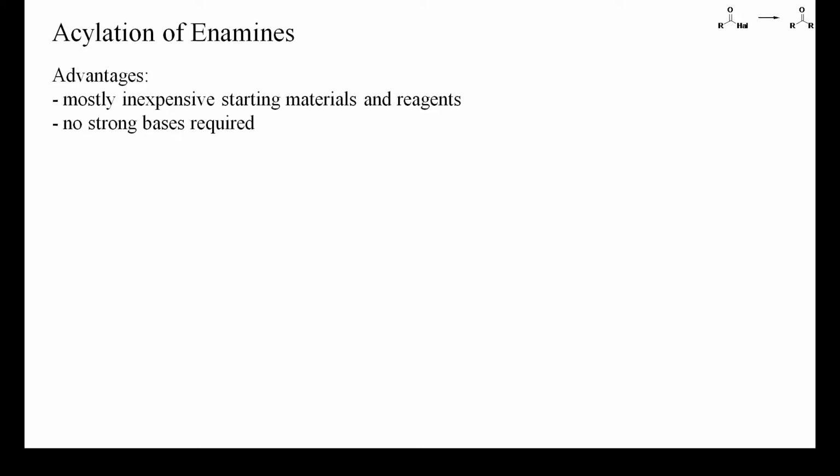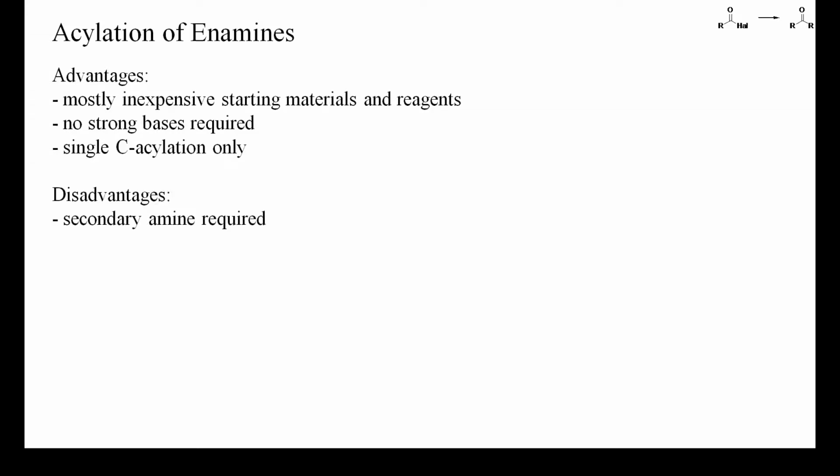The main advantages of the enamine strategy, if compared to lithium enolate chemistry, are that most starting materials and reagents are inexpensive and readily available, and that neither strong bases nor anhydrous solvents are required. Enaminones are also acylated much more slowly than the starting enamine, and it is usually no problem to perform clean monoacylations. One problem of this chemistry is the requirement of a secondary amine as auxiliary, and that the enamines usually have to be isolated and purified.